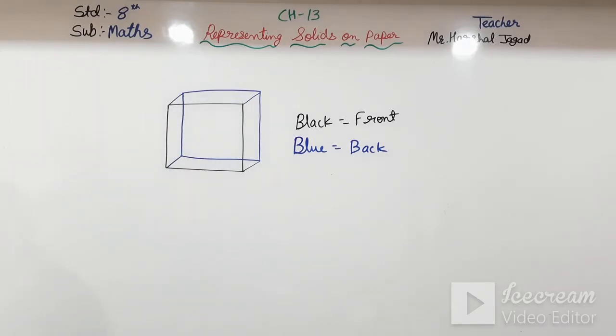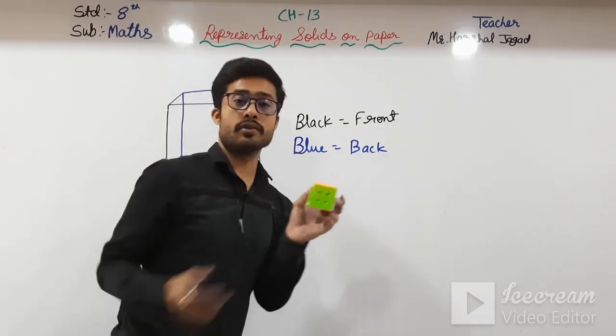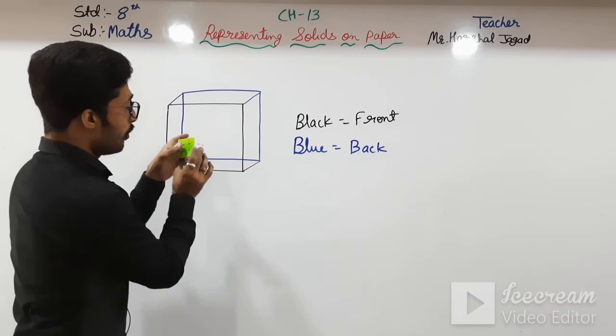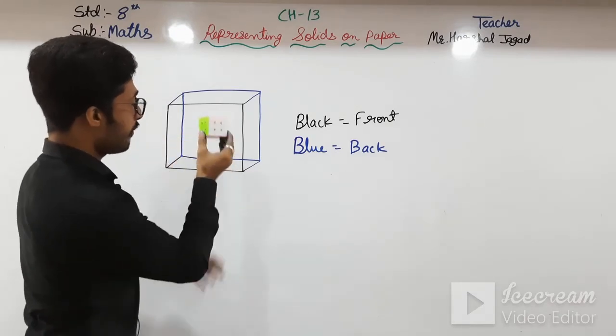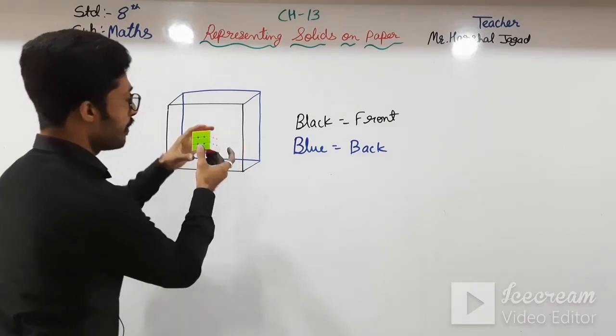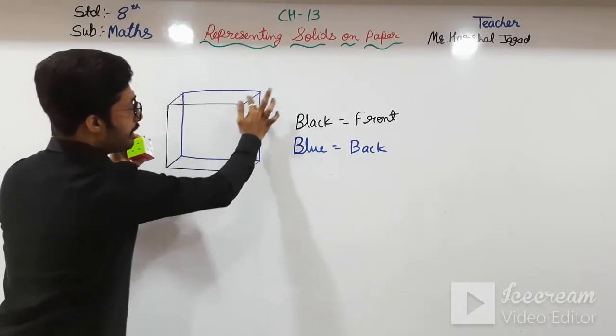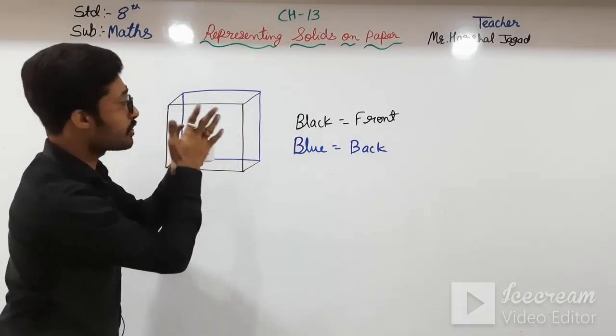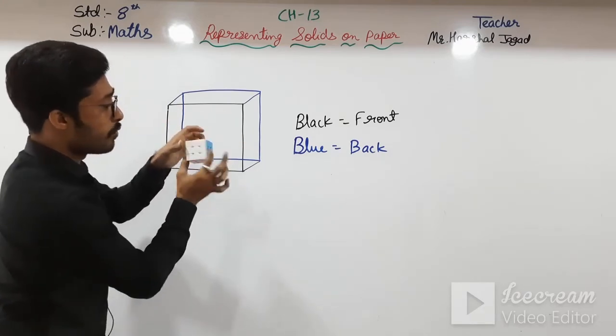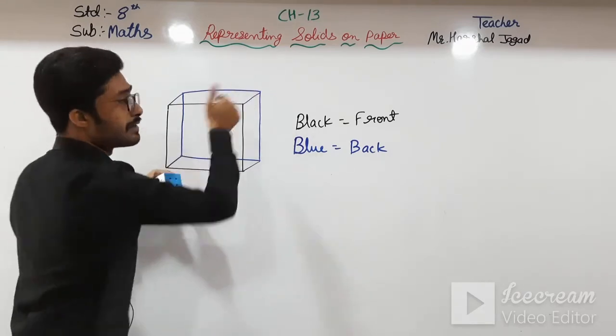See here, I am just showing you a cube over here I have in my bag. So this is the cube. You can see, students, this is the cube. So you can see over here, this is the view I have drawn, is like this. So the green part, that is this black, and this part, that is this whitish part, and the back view means this is blue, that is the back view.